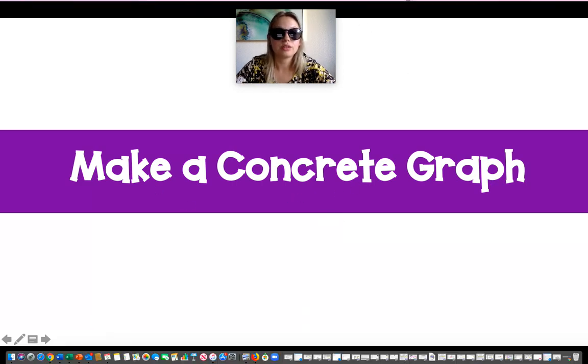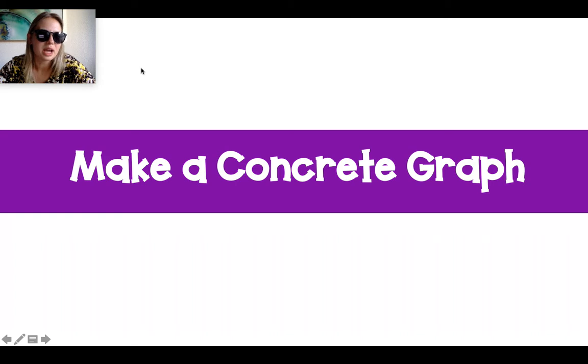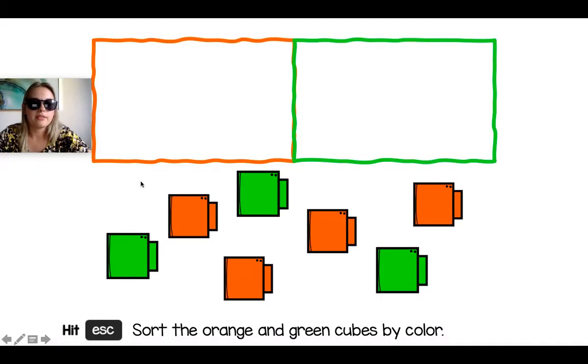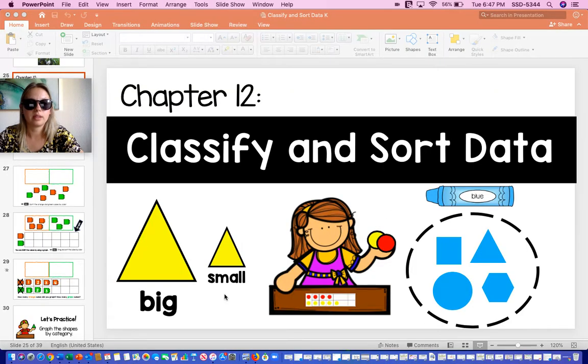So we're going to learn how to graph. And we've kind of been doing this the whole time, but it's going to look a little different. Sometimes we've been graphing in tables, but now we're going to graph by numbers. So we have a whole bunch of orange and green cubes down here, and then I see a pile for orange and a pile for green. So I'm going to separate my cubes and put them in the correct pile.